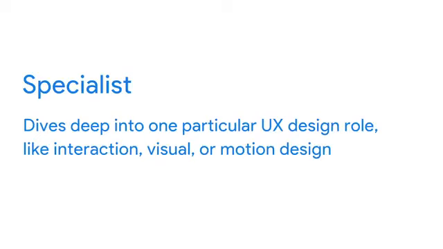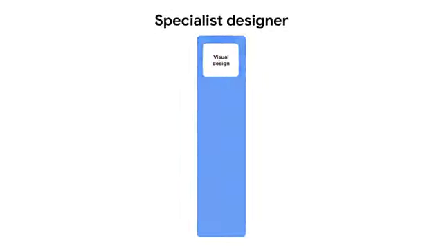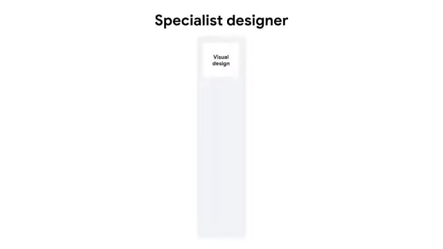On the other hand, if you become really interested in one part of UX design, you might find your niche as a specialist. A specialist dives deep into one particular UX design role, like interaction, visual, or motion design. While a generalist has a breadth of knowledge, a specialist has more depth of knowledge in one kind of UX design. Specialists usually work at large companies where the organization can afford to have a big team of UX designers.